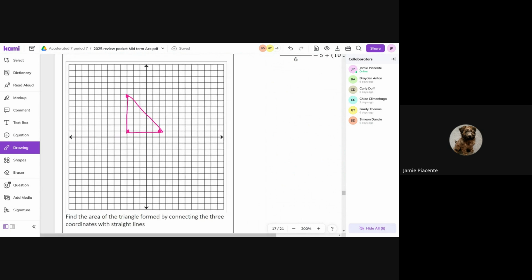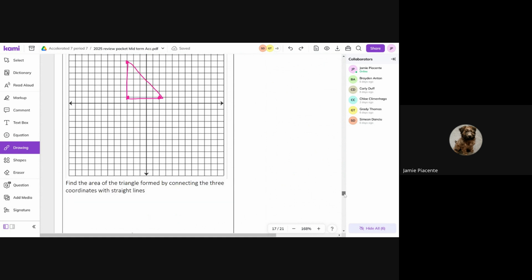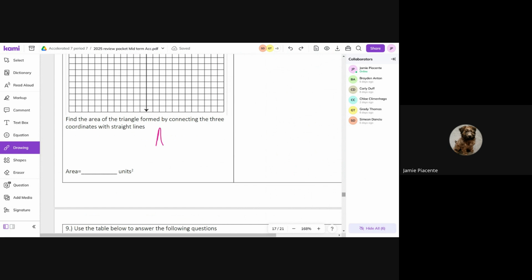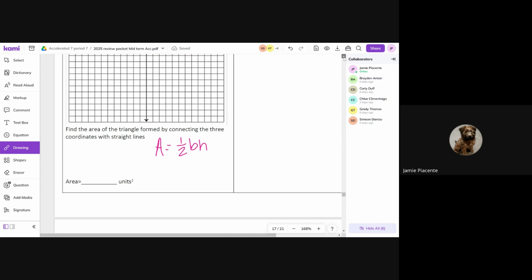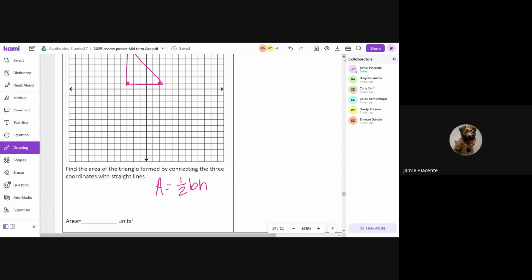Okay, find the area of the triangle by connecting the 3 straight lines. So remember, the formula for area of a triangle is area equals 1/2 base times height, or some of you like base times height divided by 2. As far as I know, you are not given the formula for this on the midterm, so please make sure you memorize it. Okay, so let's count how long our bottom is.